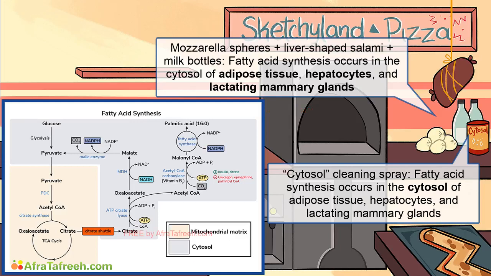What happens to acetyl-CoA? Well, it enters the TCA cycle and goes round and round and round until we make a bunch of ATP from oxidative phosphorylation. Eventually, ATP will slow down the TCA cycle and acetyl-CoA will start accumulating inside the mitochondria. What do we do with all that excess acetyl-CoA?